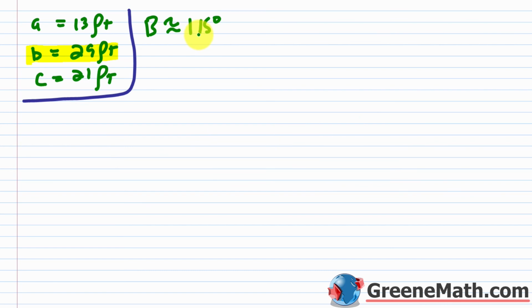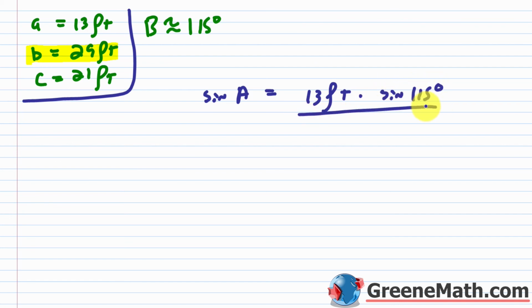So I don't have to worry about the law of sines, right? It's not going to give me an error if I use that now. All right, so let's solve for A. So we have the sine of A is equal to A, which is basically 13 feet, times the sine of B, so the sine of 115 degrees, and this is all over B itself, which is 29 feet.